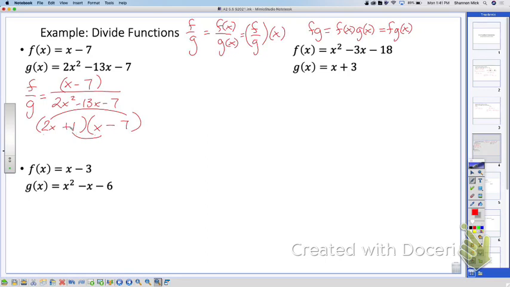So now I have x minus 7. And then those can reduce out, yes? So it's just 1 over 2x plus 1. Now, domain.